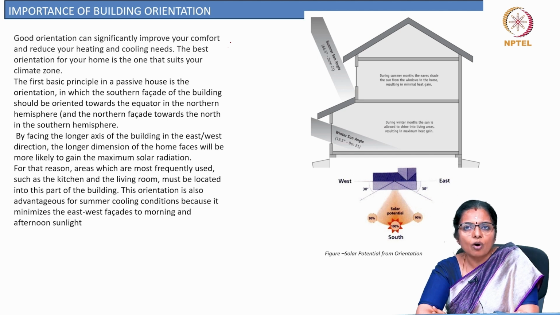By facing the longer axis of the building in the east and west direction, the longer dimension of the home will be more likely to gain the maximum solar radiation. For that reason, areas which are most frequently used, such as kitchen and living rooms, must be located in the south part of the building. This orientation is also advantageous for summer cooling conditions because it minimizes the exposure of east-west facades to morning and afternoon sunlight.